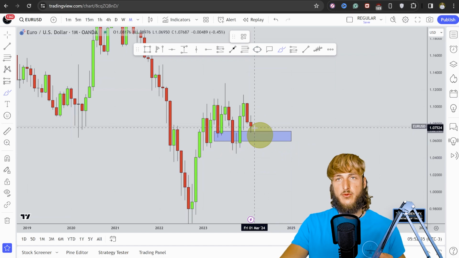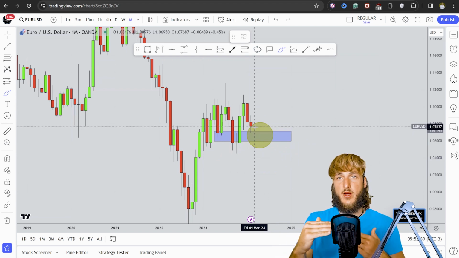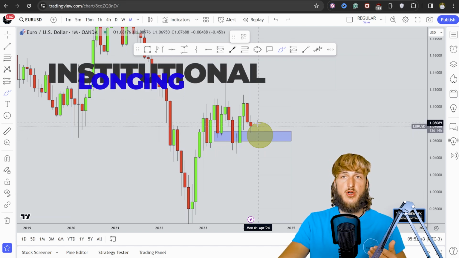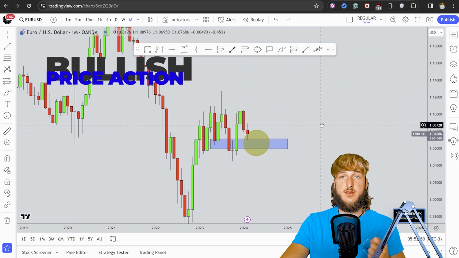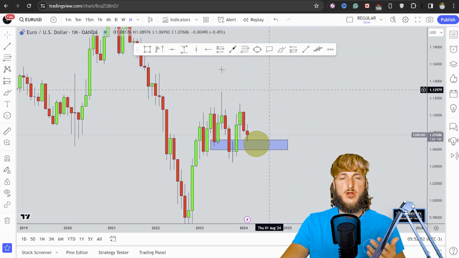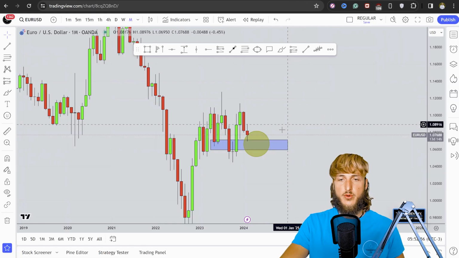And when you have a confluence of support area, so multiple levels of support lining up in the same area of price, you have increased probabilities of getting more institutional longing, which at that point would further increase the probabilities of a potential push higher away from this zone. And institutional longing is something that we will be speaking about later on when we look at the order flow.